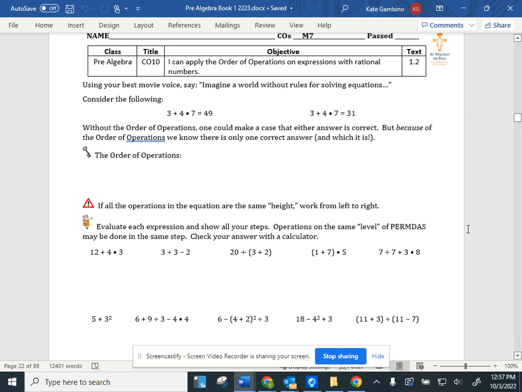Good afternoon. Today we are continuing with Unit 2, working on CO10. I can apply the order of operations on expressions with rational numbers. So using your best movie voice, say, imagine a world without rules for solving equations.